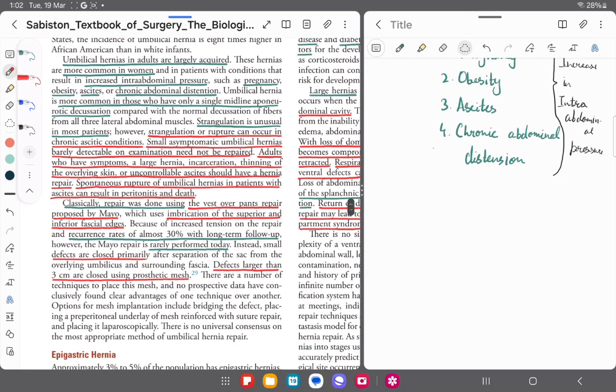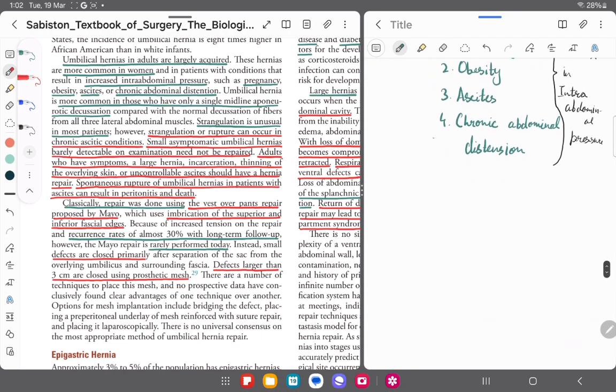So the next point is that strangulation in umbilical hernias is unusual in most patients. However, it is written that strangulation or rupture can occur in chronic ascitic conditions.